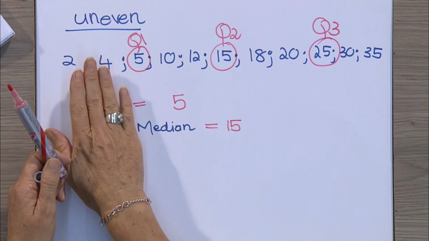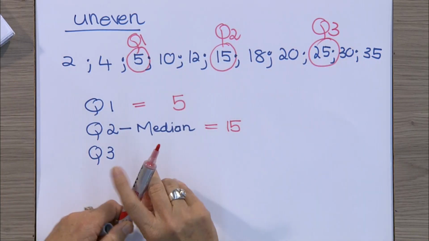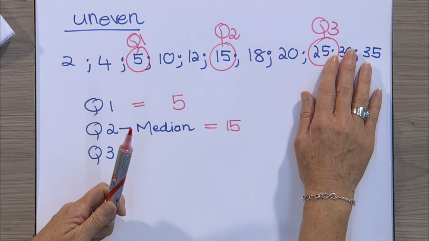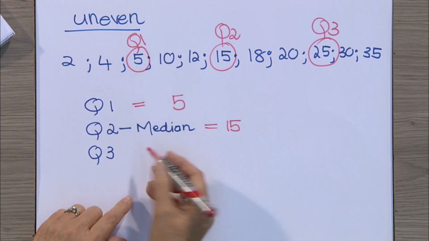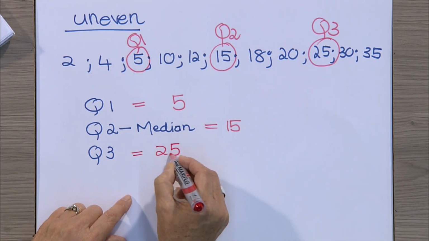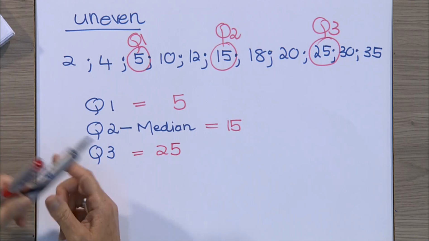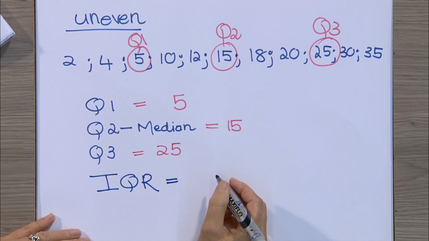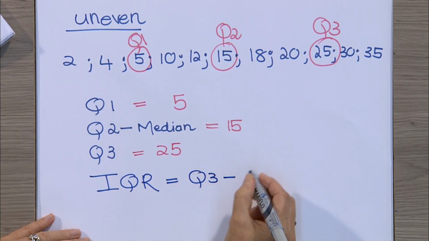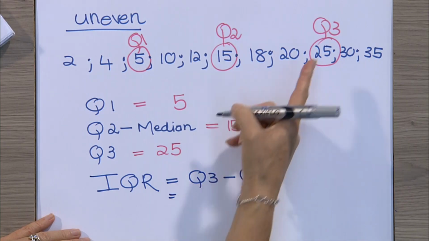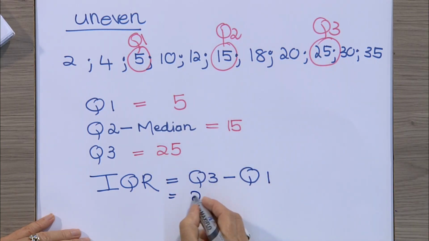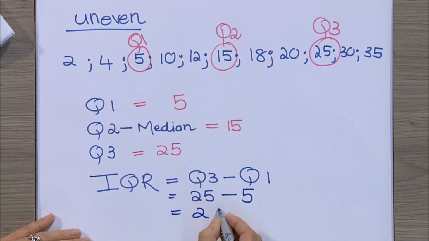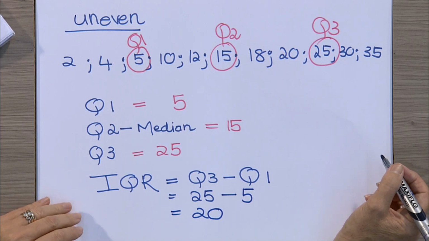What do we have now? 1, 2, 3, 4 equal parts. This is 4 equal parts, quartiles. All right, so Q3 is 25. Now, to go back to the measure of spread, we had to work out the interquartile range. So the interquartile range is Q3 minus Q1, which is Q3, 25, minus Q1, which we worked out as 5, so the interquartile range is 20.